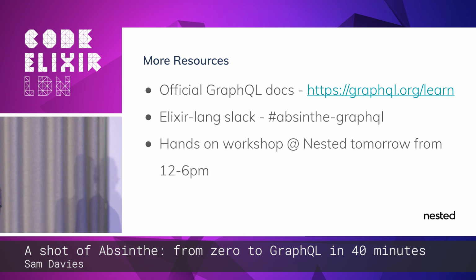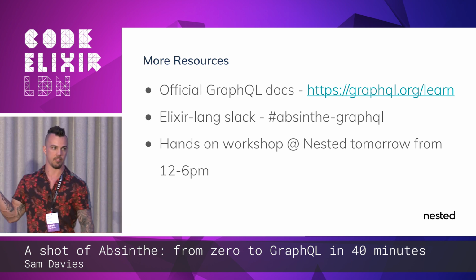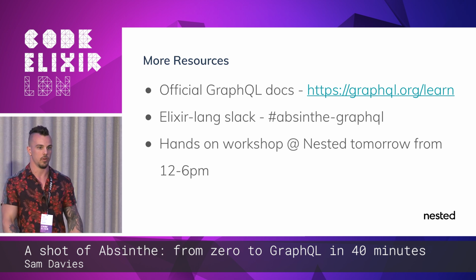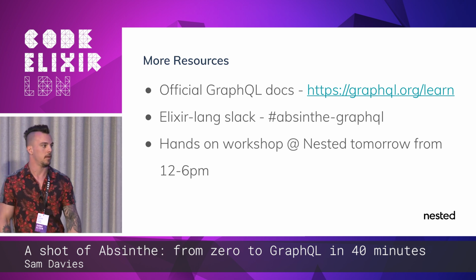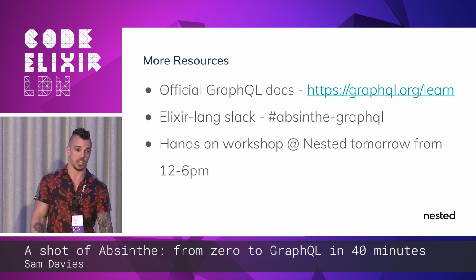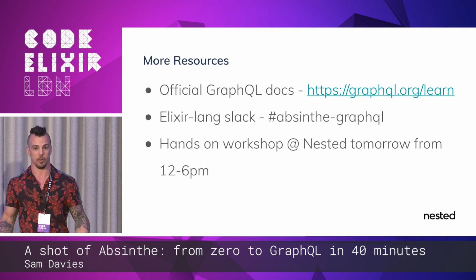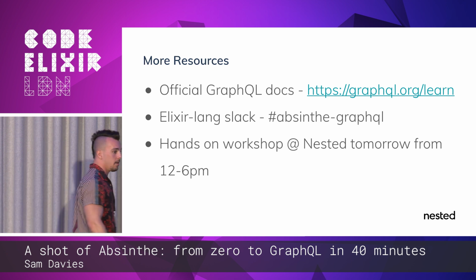I'd also recommend, by the way, if you're not on the Elixir Slack, you should definitely get on there. It's really, really good. A lot of useful channels and resources on there. You can go to the Absinthe-GraphQL channel and hit up the Absinthe maintainers. You can ask questions about Absinthe. They're super helpful on there. So I definitely recommend you do that.